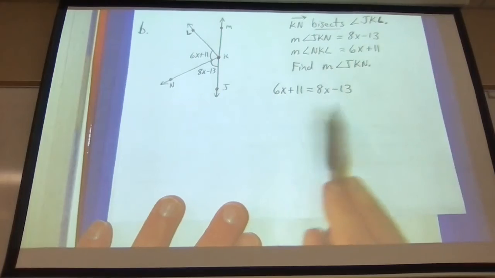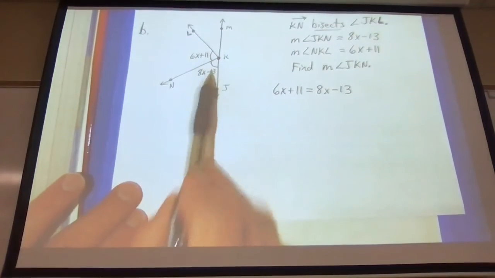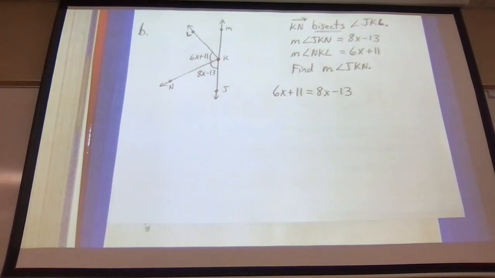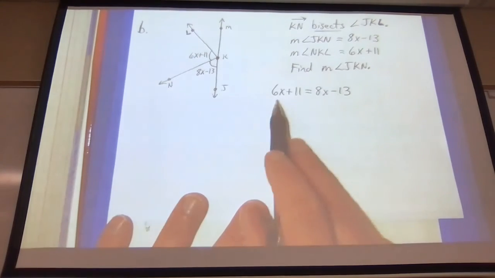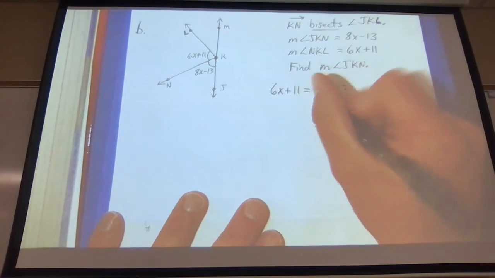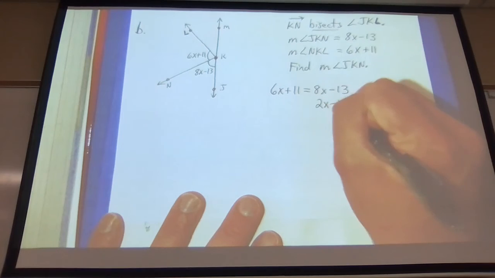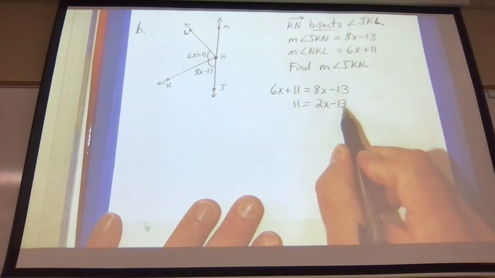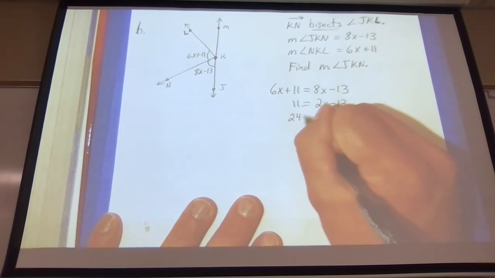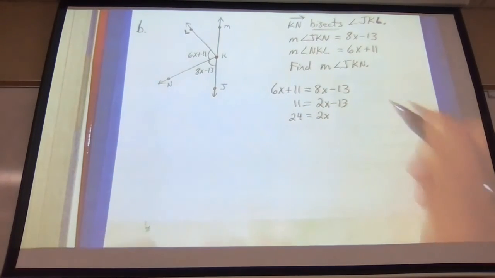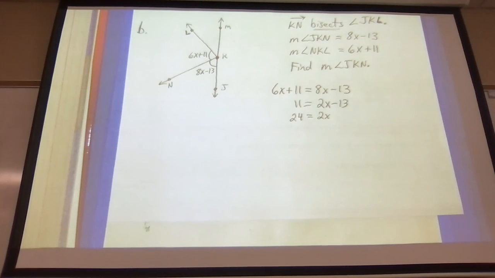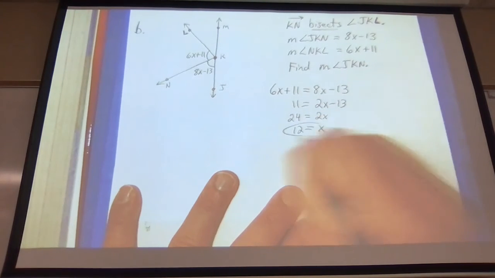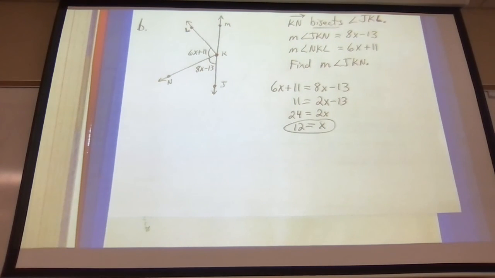We're going to do a lot of this in geometry this year. They're going to give you two angles that are congruent. They give you algebra to go with it. You're going to put those equal to each other. Once you're to here, you just do the algebra. If you subtract 6x from the 8x, you get 2x here. And I'm going to add 13 to this side, which gives me 24. And if we divide by 2, x will be 12. X is 12. Am I finished?